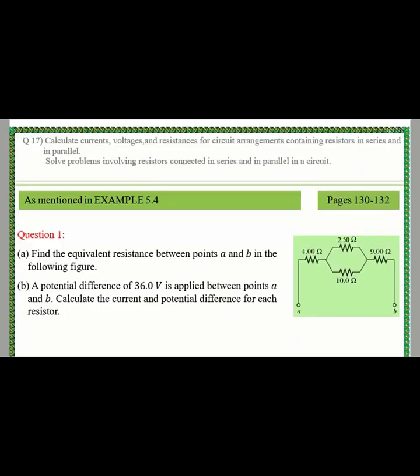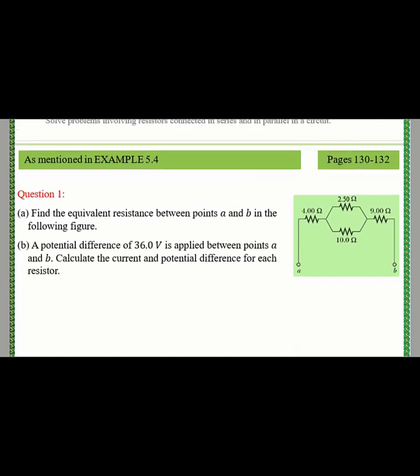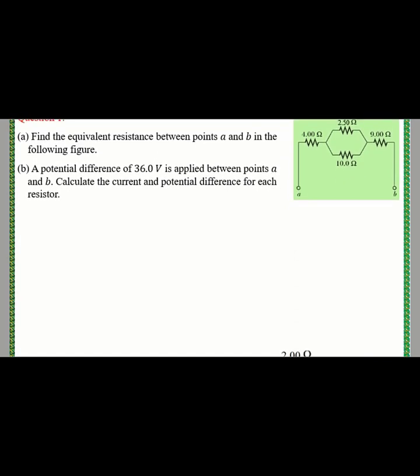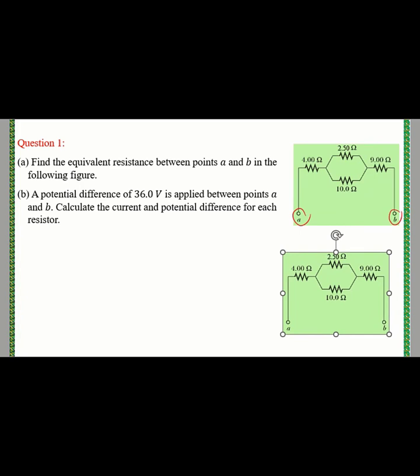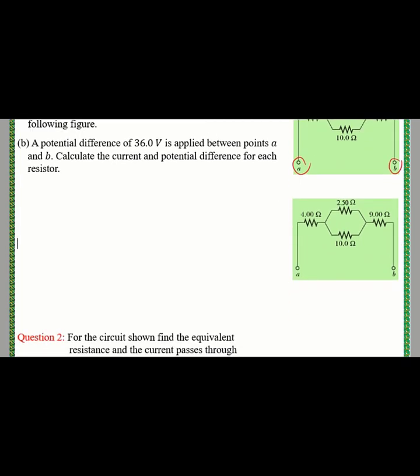Now for goal 17, we want to deal with the equivalent resistance for complex circuits. Find the equivalent resistance between points A and B in the following figure. First, where are A and B? Here is A and here is B. So we need to find the equivalent for all. It is such an easy circuit.